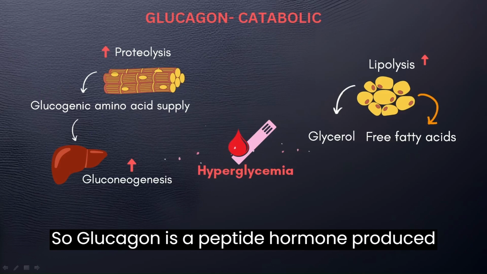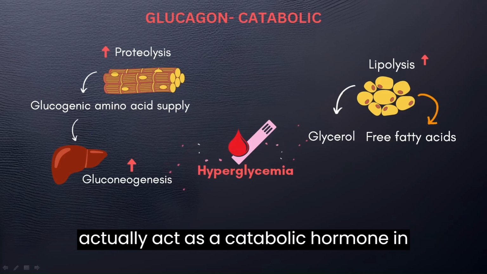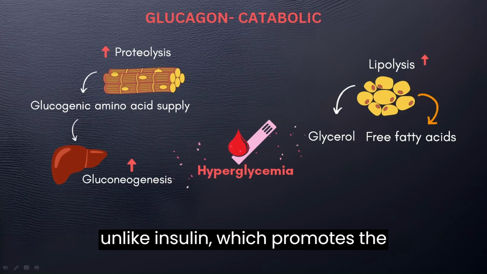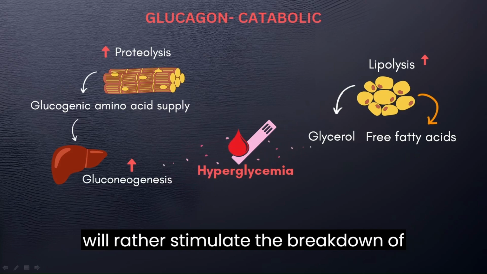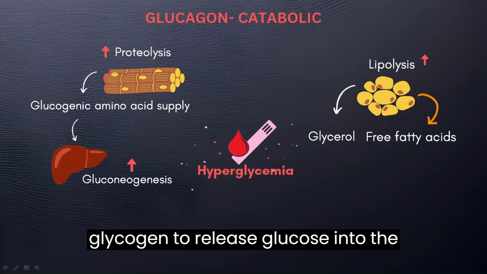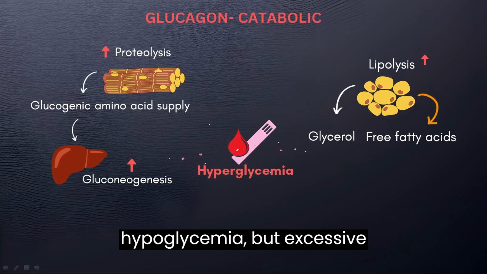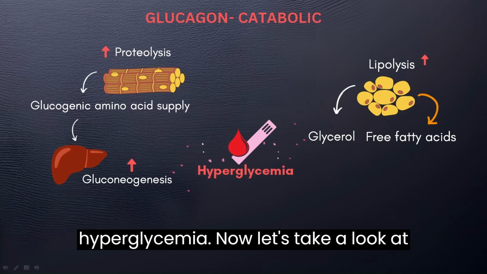So, glucagon is a peptide hormone produced by the pancreatic alpha cells, and they actually act as a catabolic hormone in order to increase the blood glucose. Unlike insulin, which promotes the storage and uptake of glucose, glucagon will rather stimulate the breakdown of glycogen to release glucose into the blood. So, excessive insulin is equal to hypoglycemia, but excessive glucagon is rather equal to hyperglycemia.